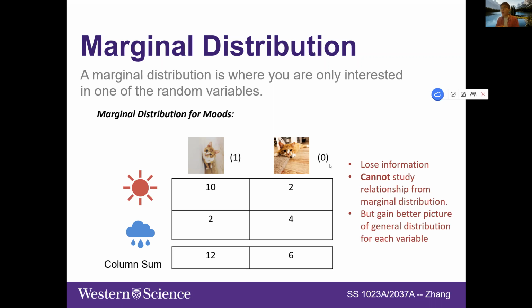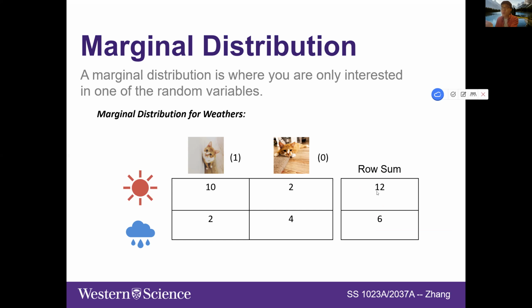Similarly, sometimes we just care about moods. We don't want to look at the distribution of the weather. In the same way, we will collapse our 2 by 2 table according to the different moods. So the first cell is 10 plus 2, and the second cell corresponds to 2 plus 4. So we collapse them together. And here you find that again we get 12 and 6, and the previous one is also 12 and 6.